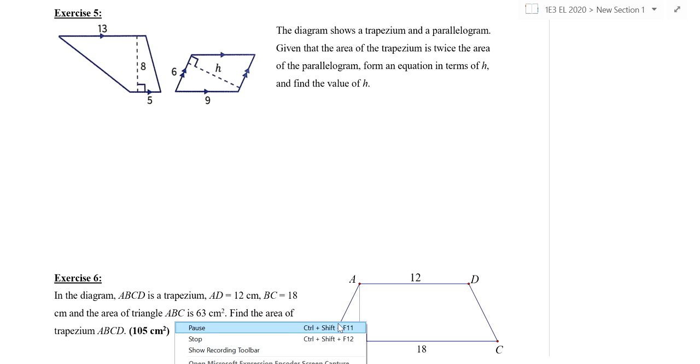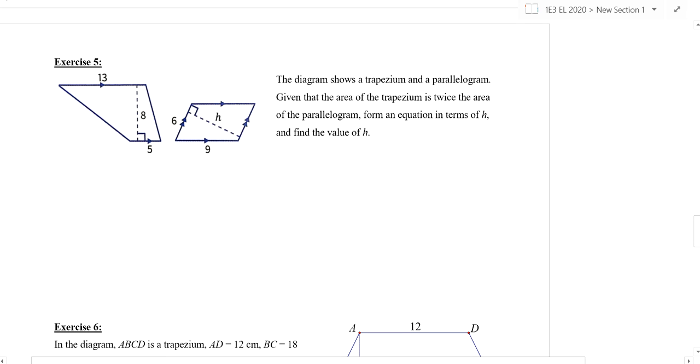Okay, now moving on to exercise 5. This will be your work to be done by yourself, but I'll give you some hint. So we've got a trapezium and a parallelogram. Area of the trapezium is twice area of the parallelogram. Form equation in terms of h, find the value of h.